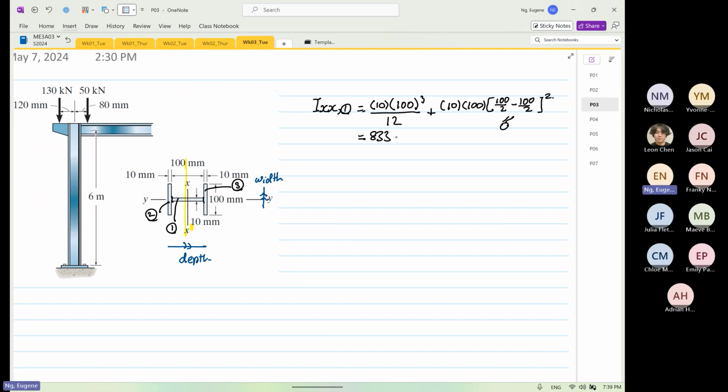Okay, 0.333 times 10 to the power 3 millimeter power 4. Let me do it. 100 power 3 times 10 divided by 12, 833.333. Okay, so that's our width is 10, our depth is 100. Correct. Then we are going to determine Ixx.